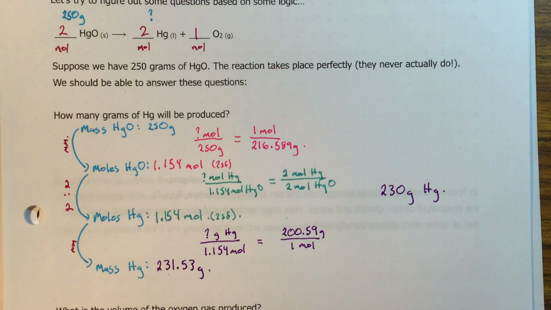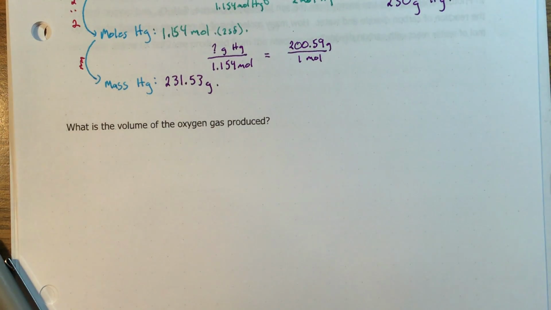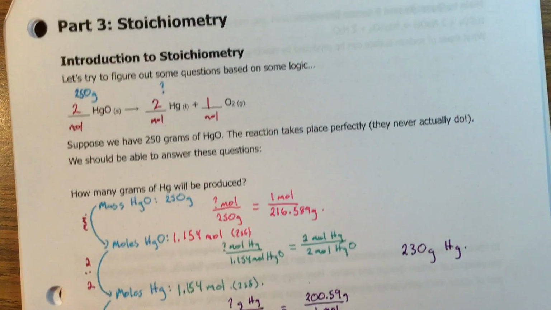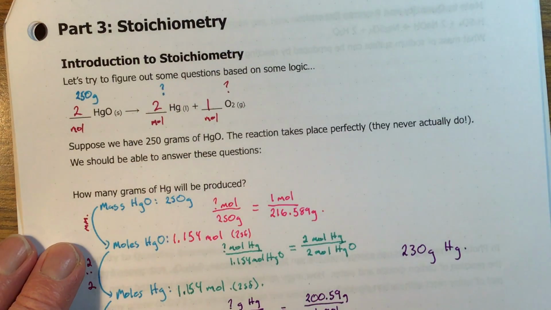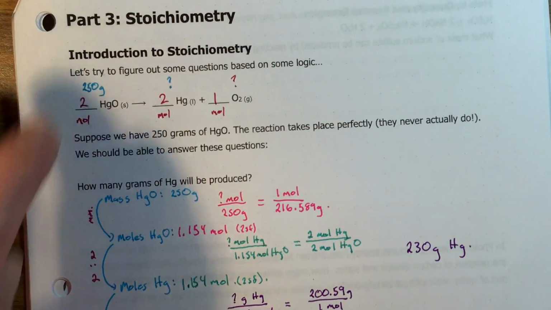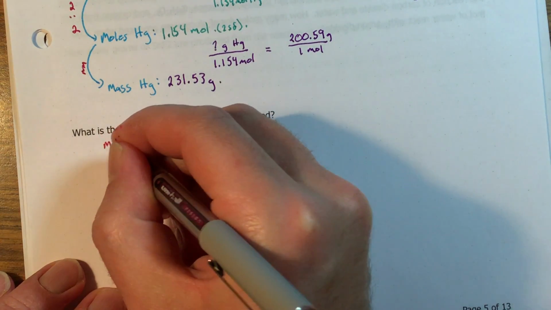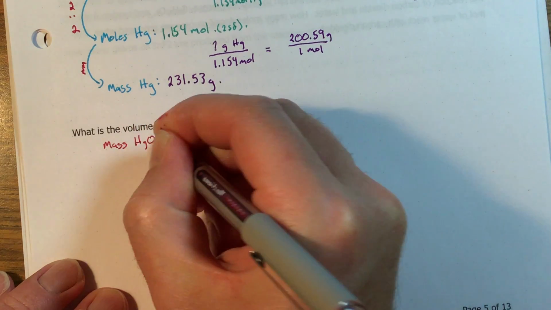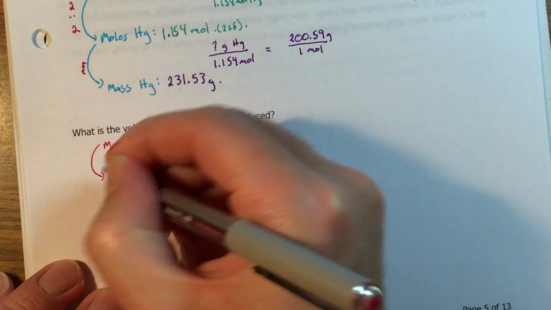All right, so we're going to do the second question. What is the volume of the oxygen gas produced? Okay, so we're going to make a complete map again. This time I'm going to do this question in red. So now we're trying to figure out about the oxygen gas, but we still start with our HgO. So let's write out our map. What do we know at the start? We know our mass of HgO, and that's 250 grams.